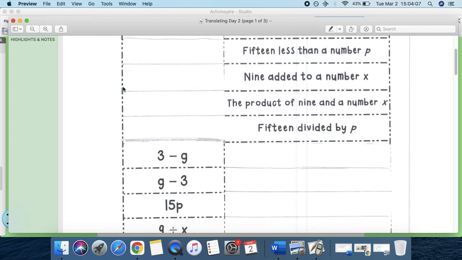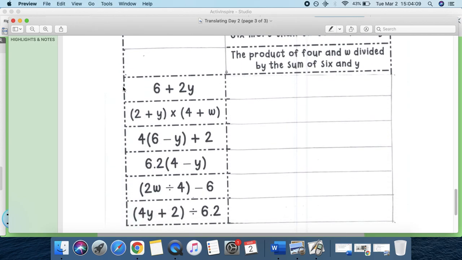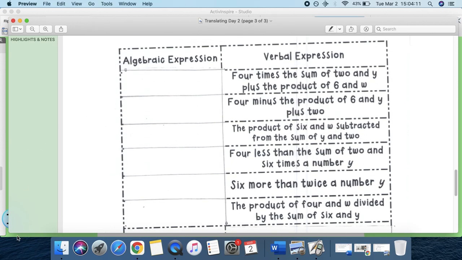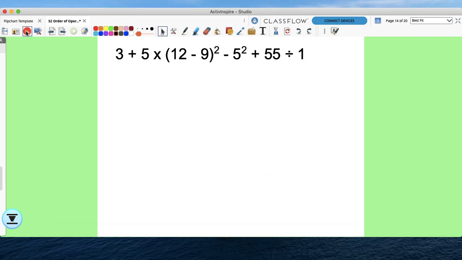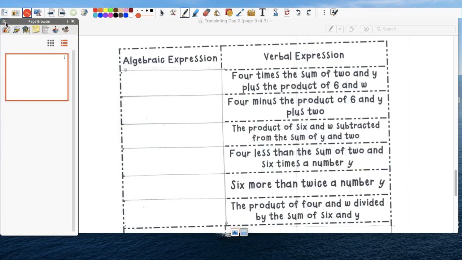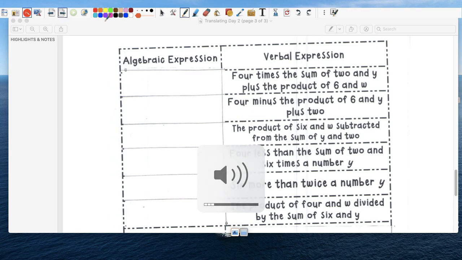Here. And we had to do it. You only had the last page to do, which was a little bit more challenging one. So let's get to it. So the first one, 4 times.